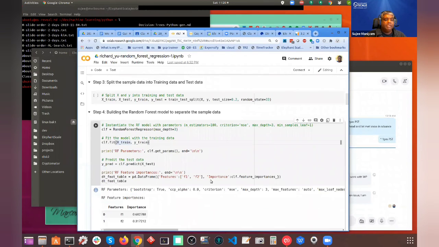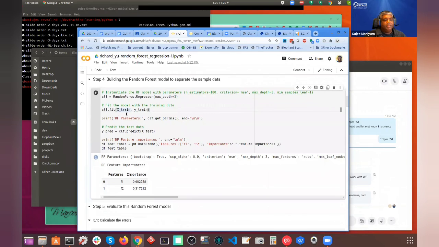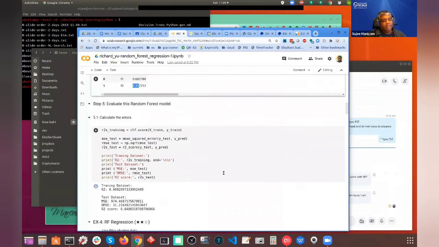And then here are the parameters, and the feature importance. Remember it's just two variables, F1 and F2, a two-dimensional variable. It seems like feature one has a little bit more importance than feature two. Remember, these two should add up to one. Yes, good. That looks good.